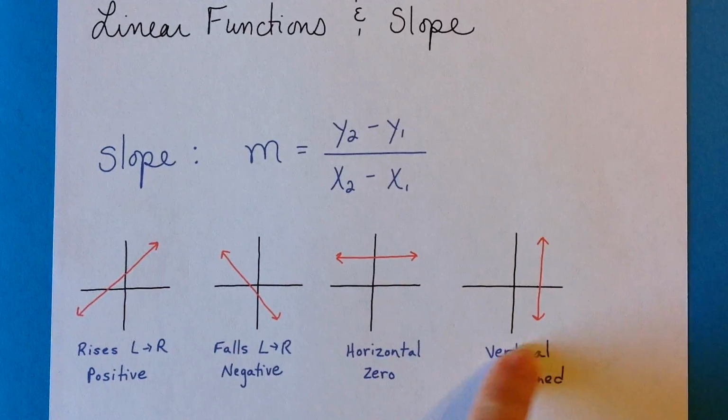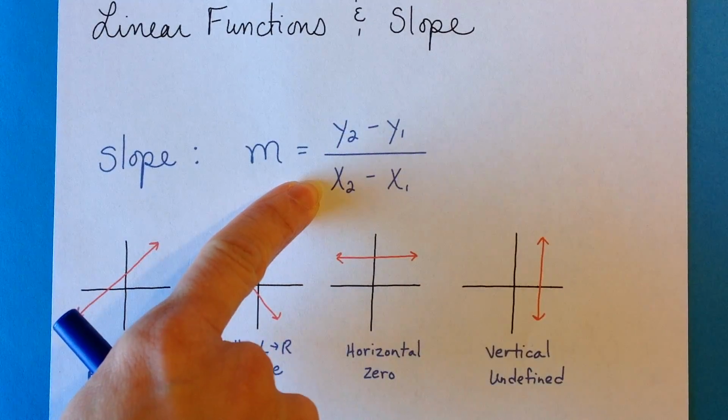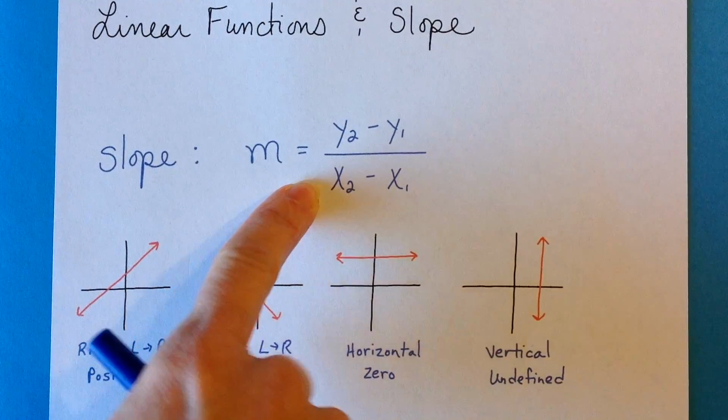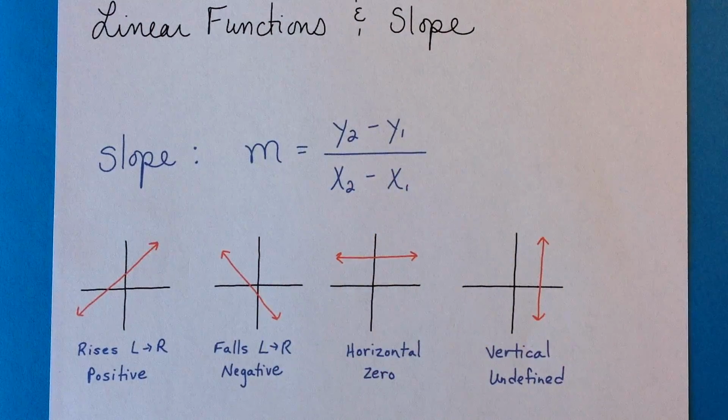Of course, undefined happens because when you find slope, this is a fraction, and you can end up with 0 on the bottom, and of course you can't divide by 0, therefore you would have this category of undefined. That's how that comes in.